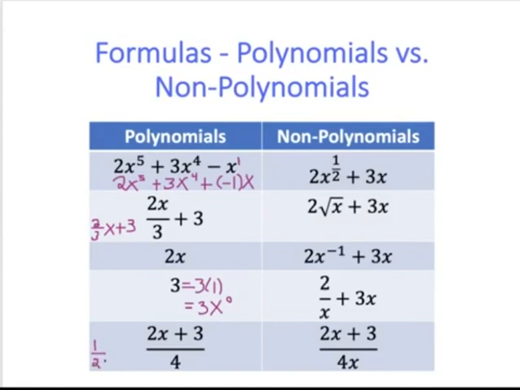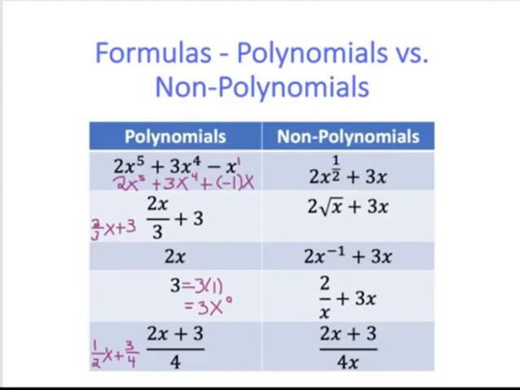1/2 x, because 2 over 4 is 1/2, plus 3/4. Notice here that we have fractions, but that's okay. Remember that the coefficients of polynomials can be real numbers, and fractions are real numbers.